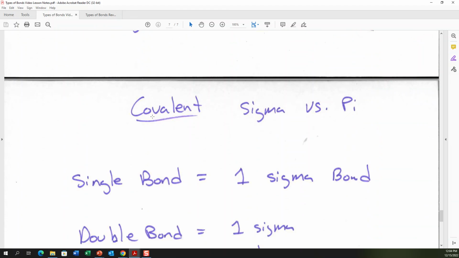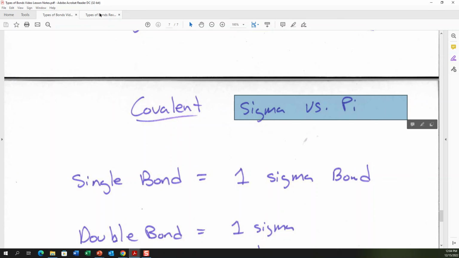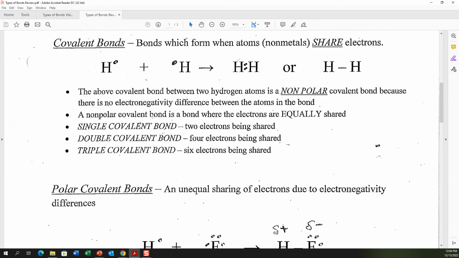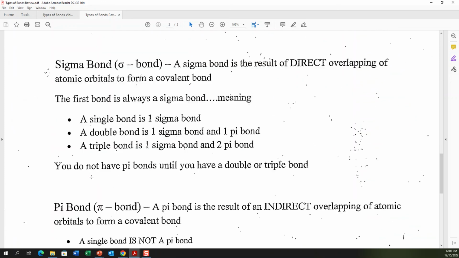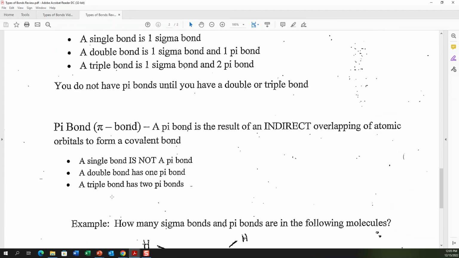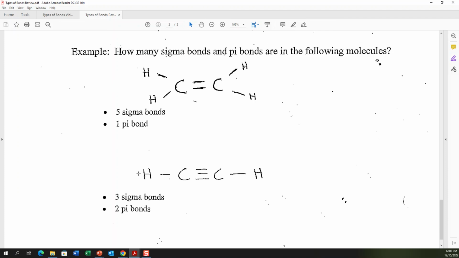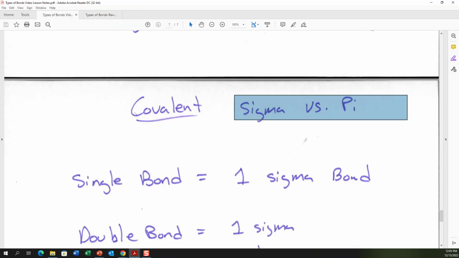The last part of covalent bonding is whether it's sigma or pi. Now I'm just going to give you the straightforward, this is what you need to know. And if you want to know more, again, I'd reference this. Go to the types of bond review and go to the back. This explains exactly what a sigma bond is. This explains exactly what a pi bond is. And if you have more questions, you can Google it or you can come ask me after school. But right now, we're just going to focus on what you need to be able to do.